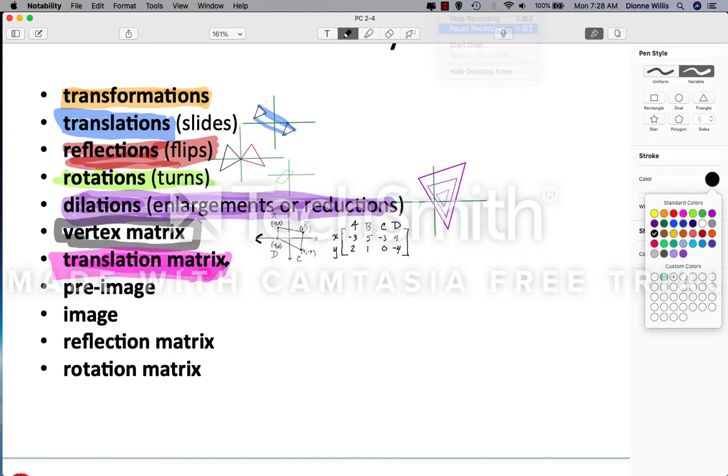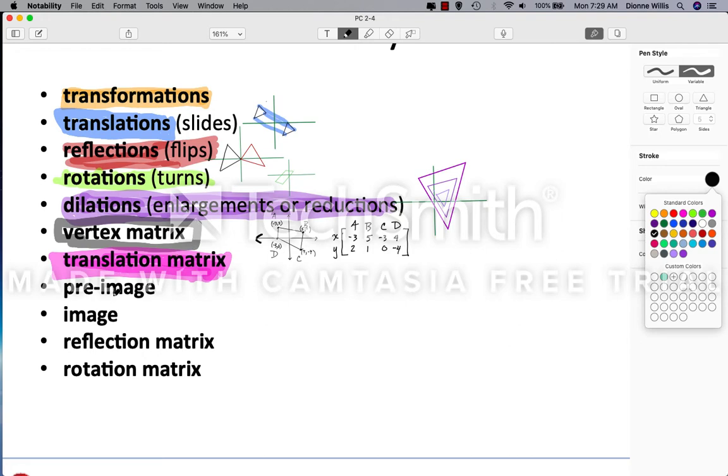So a translation matrix is going to be the matrix that we're going to be using in order to do all of these different things. So we're going to develop or discuss matrices that will help us translate, slide things around, reflect things over the X, Y axis, or even the Y equals X line, rotate things 90, 180 degrees, and also demonstrate dilations. So that's what our translation matrices will be, and we'll discuss that in more detail soon.